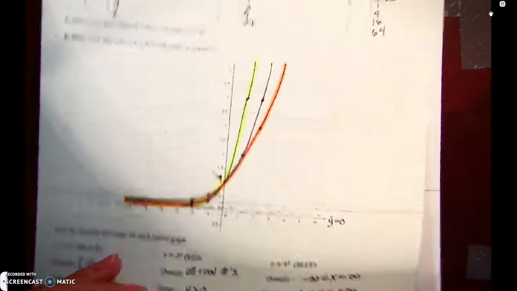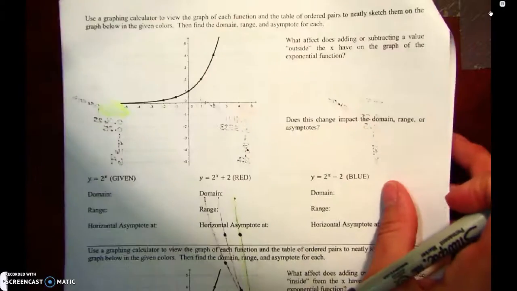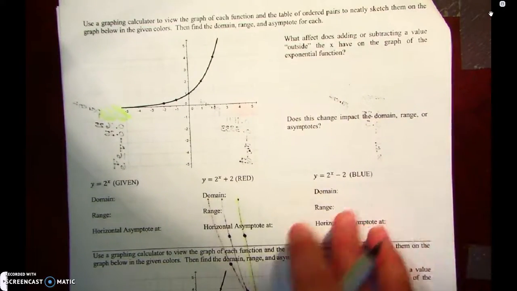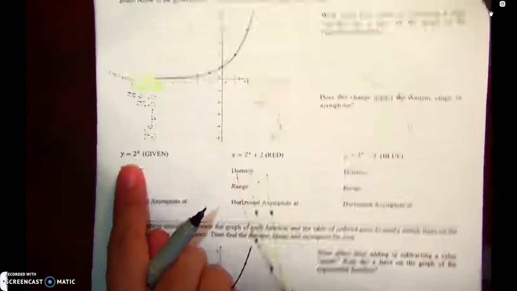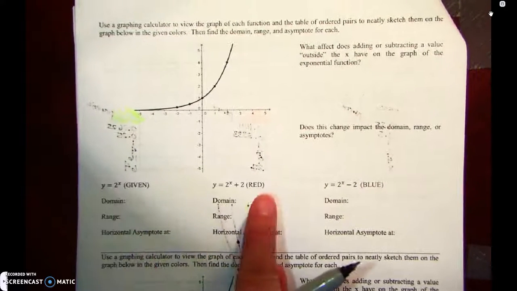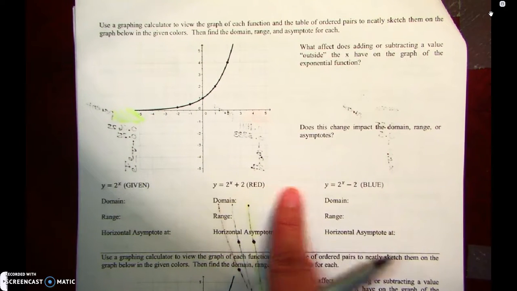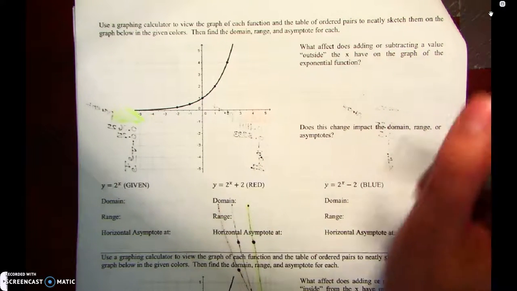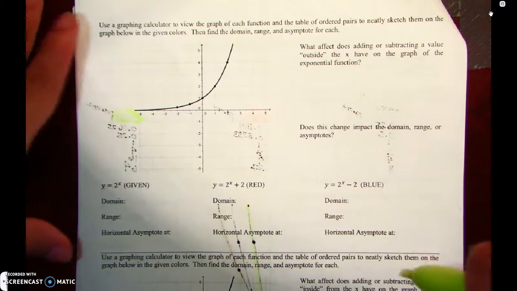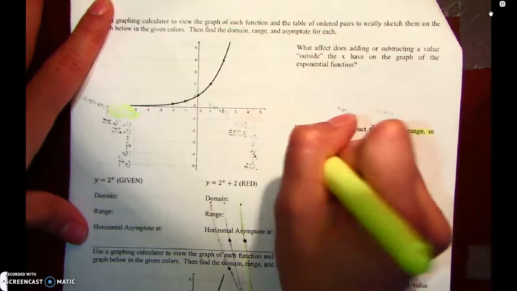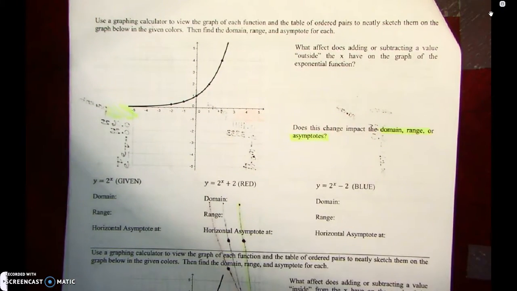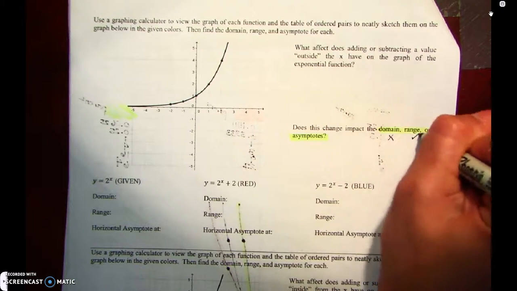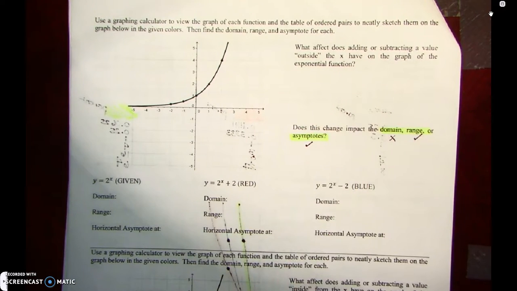Turn to the back. And you're going to repeat the same steps for each of these. So they give you 2 to the power of x, and they want you to graph 2 to the power of x plus 2, 2 to the power of x minus 2, and see how that changes your domain, your range, and your asymptotes. Your domain is not changed, but your range is, and it's based on the asymptotes.